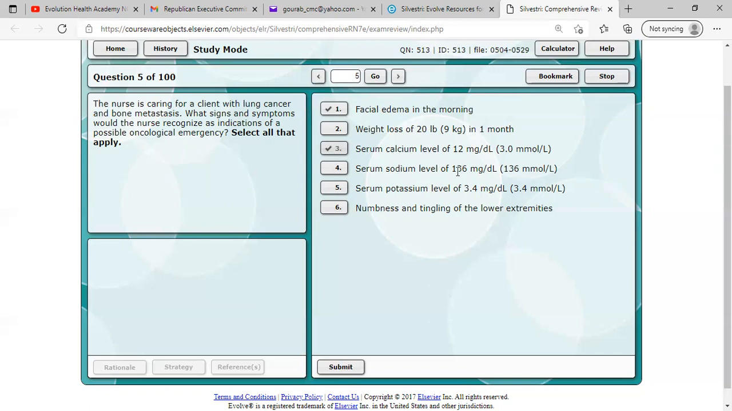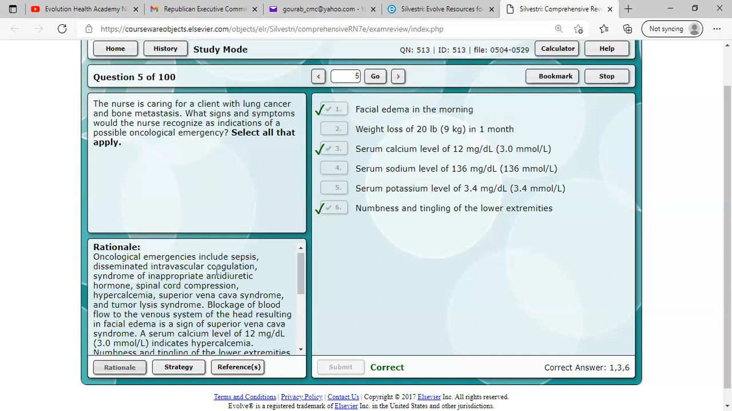Serum sodium level 136. So it is very close to normal, right? So it does not indicate any abnormalities. Serum potassium level 3.4 is also close to normal. The numbness or tingling in the lower extremity means the lower extremity is getting involved, right? So what is the rationale?